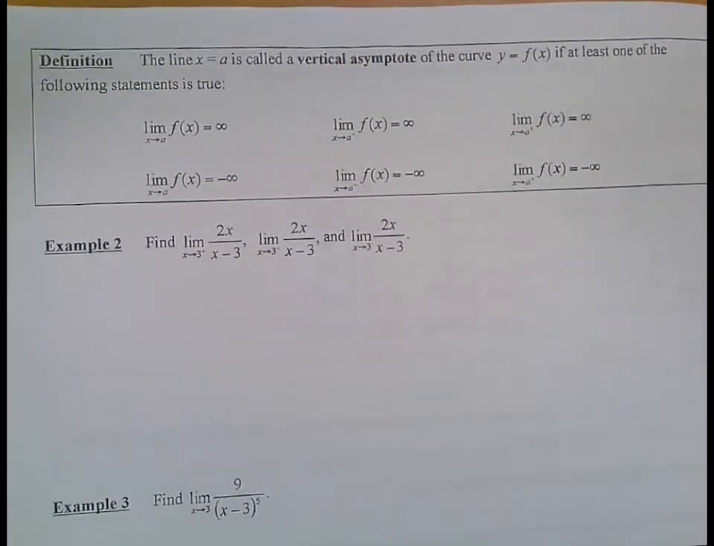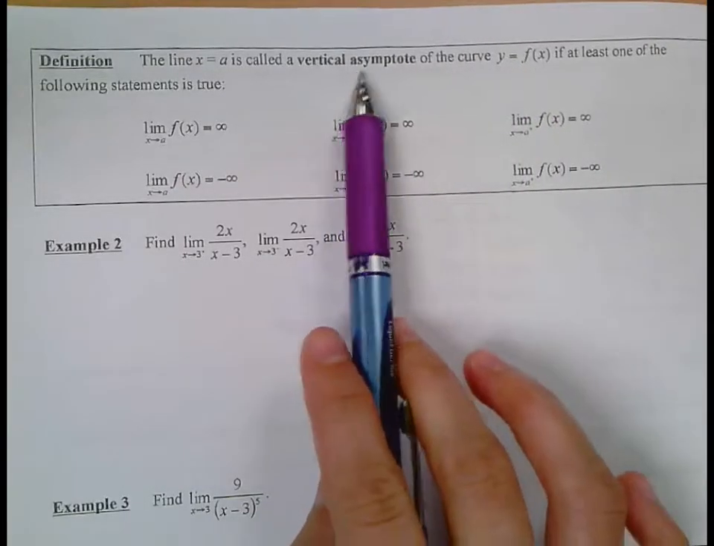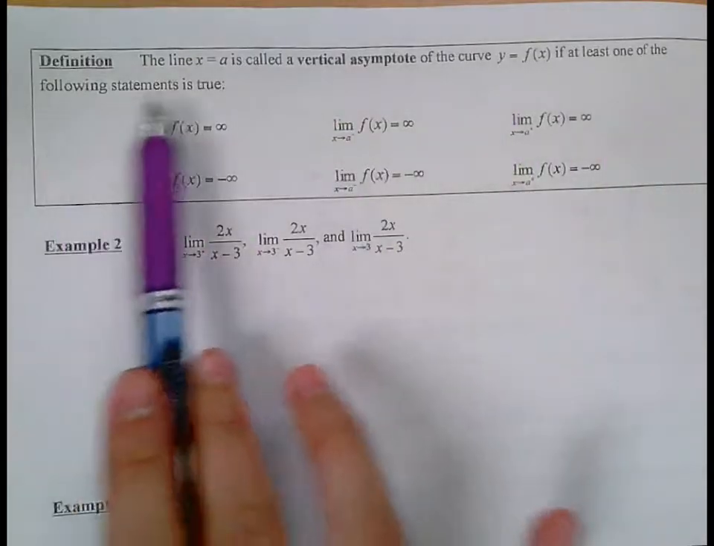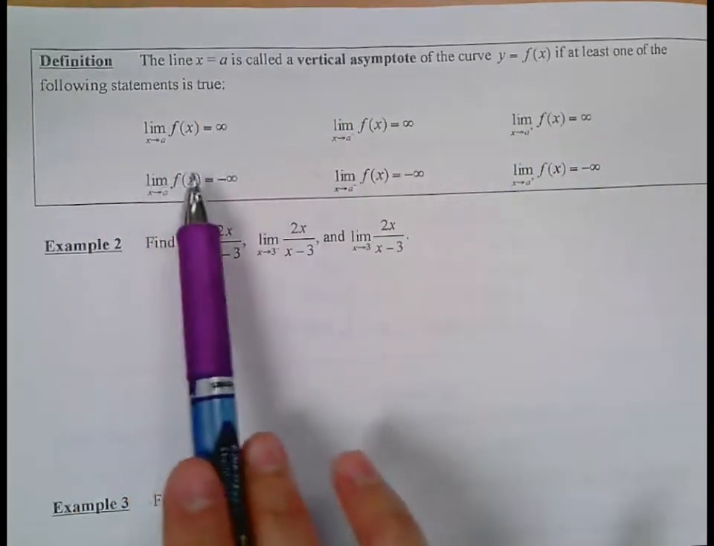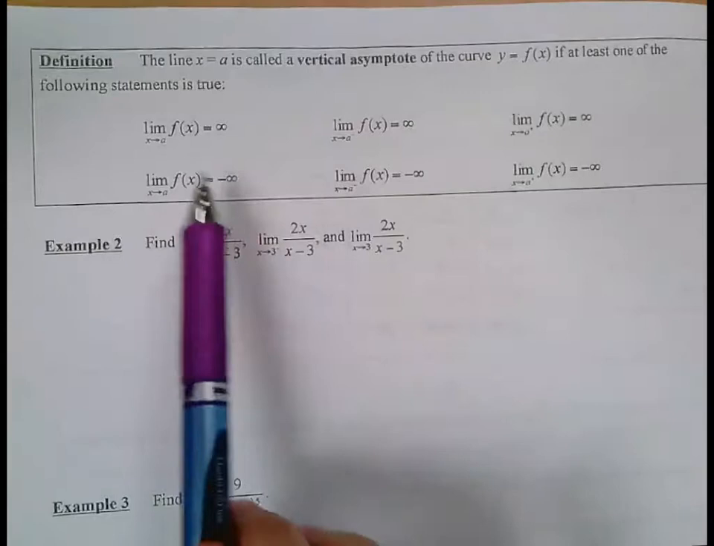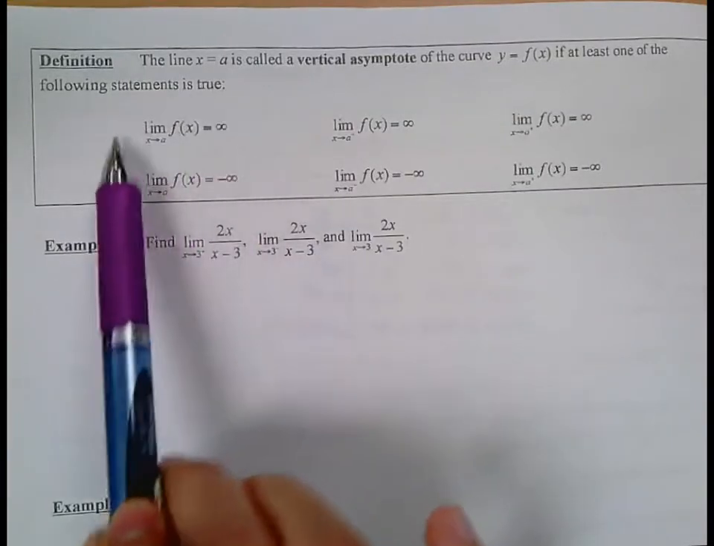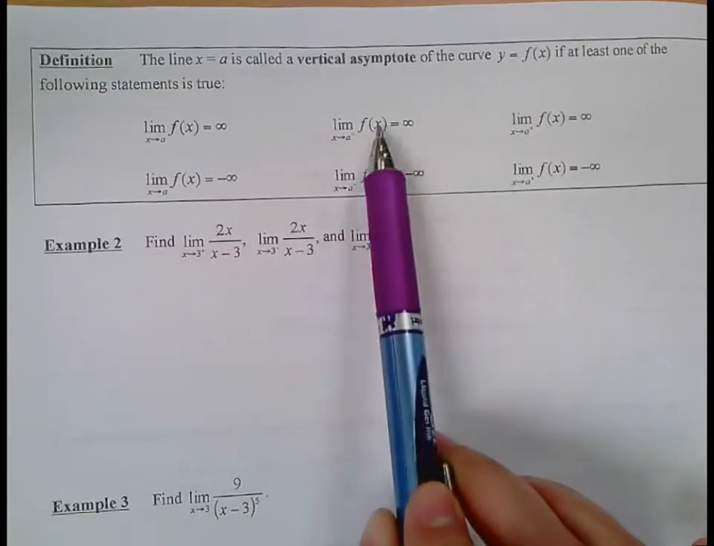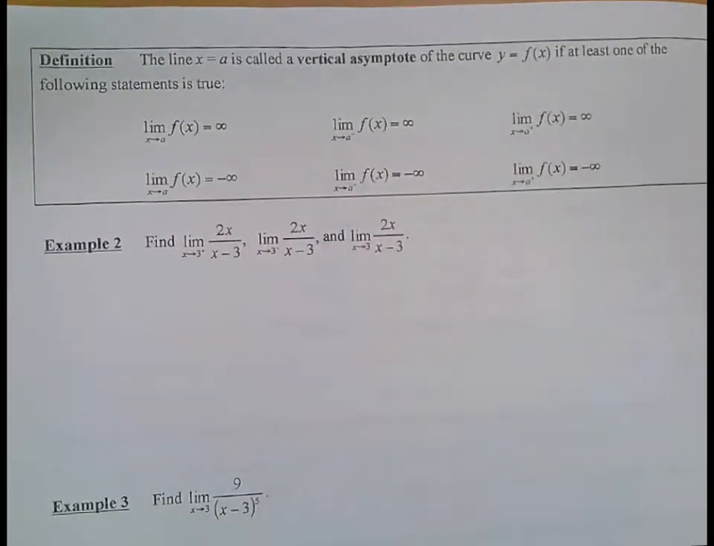The line x equals a is called a vertical asymptote of the curve y equals f of x if at least one of the following statements is true, and it gives 6 of them because, again, it could be the entire limit as x approaches a equals positive or negative infinity, or just from one side, just from the left or just from the right. If it equals positive or negative infinity, then x equals a is considered a vertical asymptote.